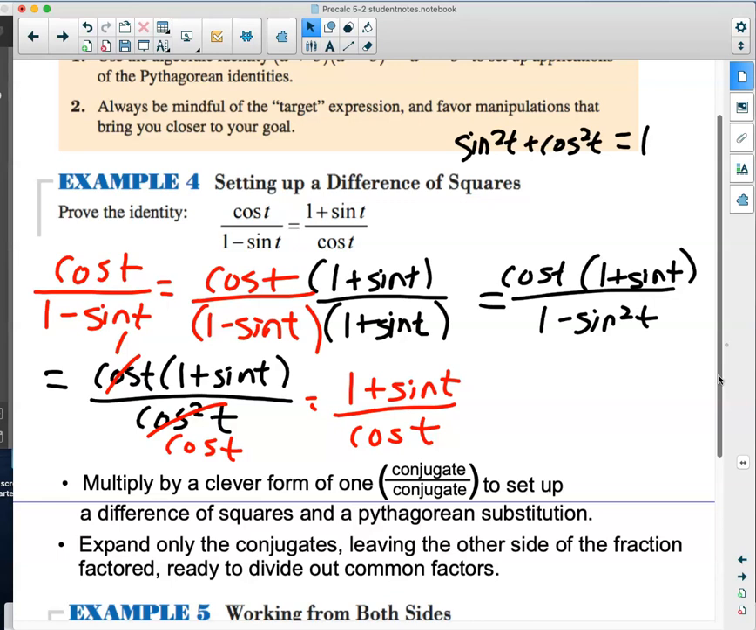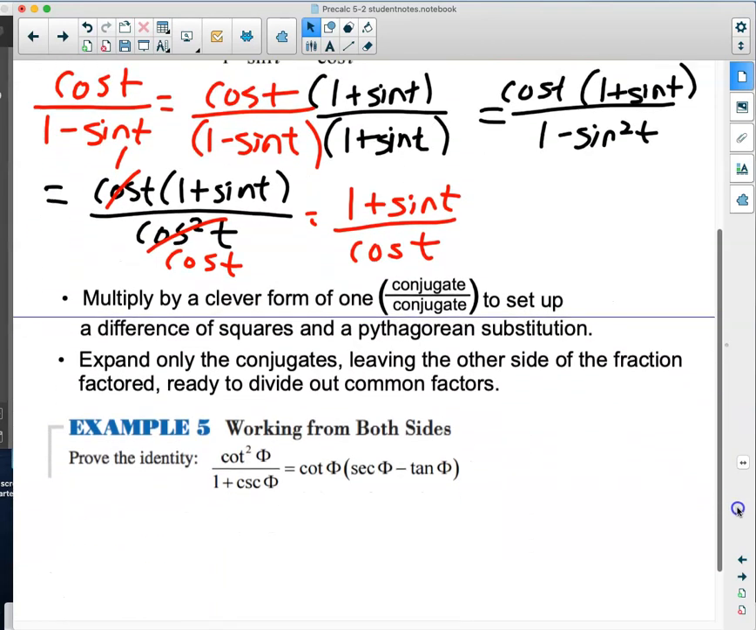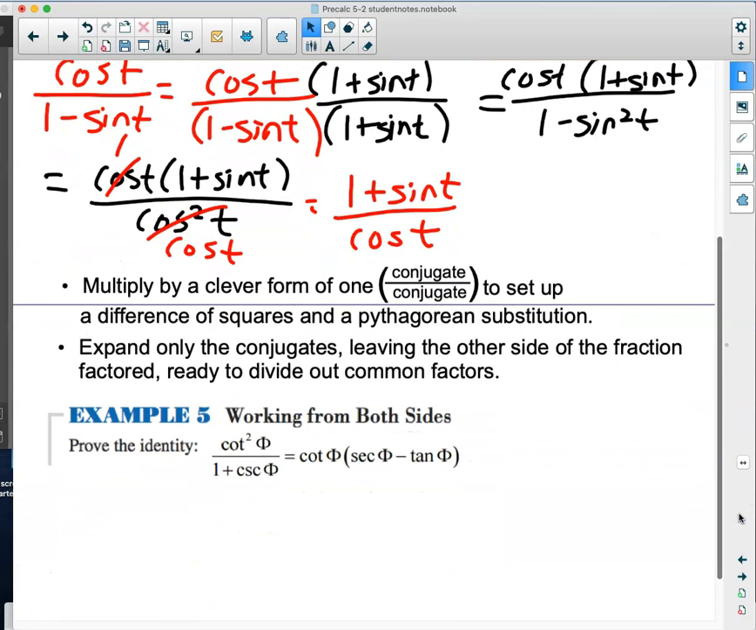So once you've done a few of these, you really want to listen to that little voice in your head that says, wait a second, I think if I just use sine squared t plus cosine squared t equals 1, I could get something good to happen here. And pull it back together until you get that right-hand side. Now, this one doesn't have a box, but these are some that we added here because we know they're great strategies for working through trig proofs.